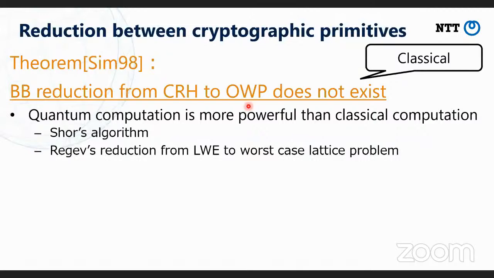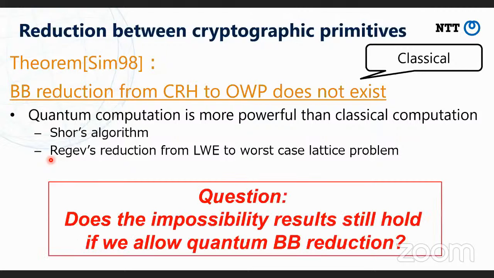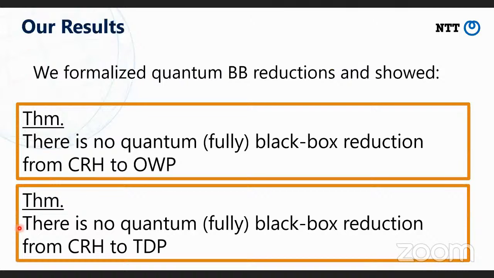As you know, quantum computation is more powerful than classical computation. For example, Shor's algorithm breaks the RSA cryptosystem, and the reduction from LWE to the worst case lattice problem by Regev is given as a quantum reduction. After seeing such quantum power, we had this question: does the impossibility results in the classical setting still hold if we allow quantum black box reductions? This question is the starting point of our research, and we showed these results.